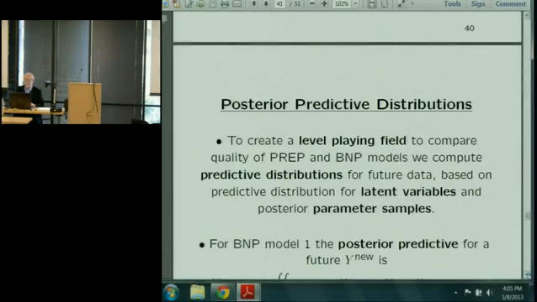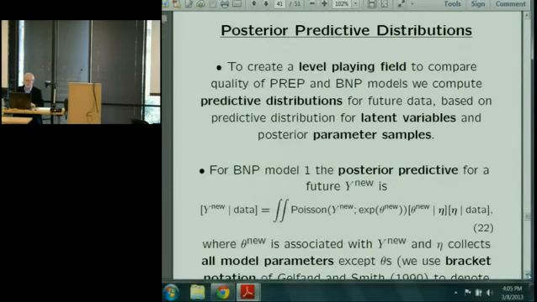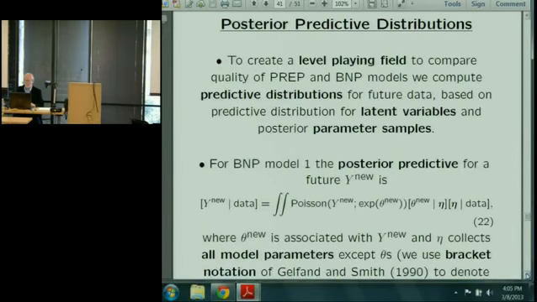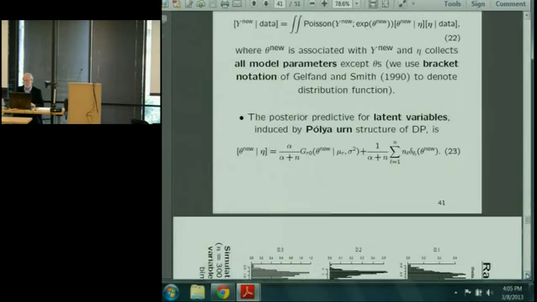And what we did to see how good these models were is we used the log scores idea. We created posterior predictive distributions for future data, and that's easy to do. There's details that I won't bore you with.